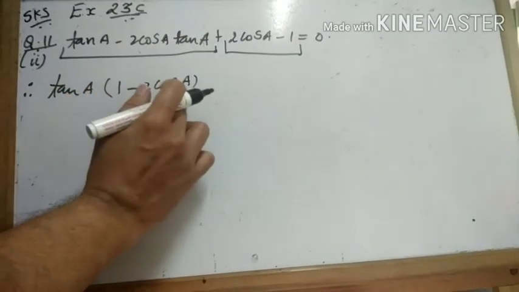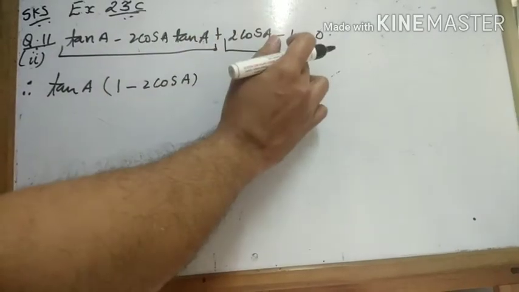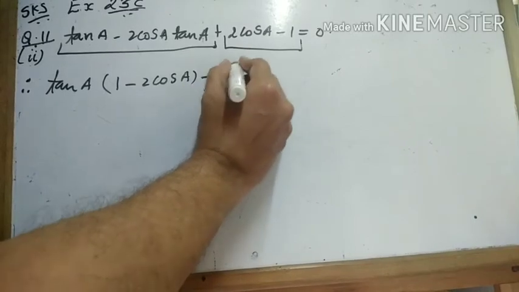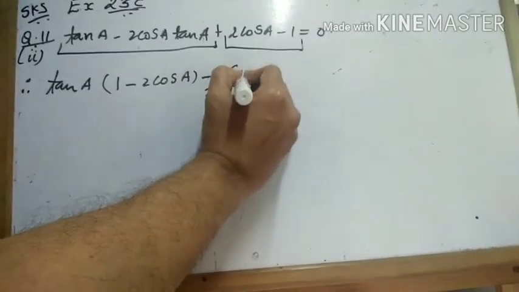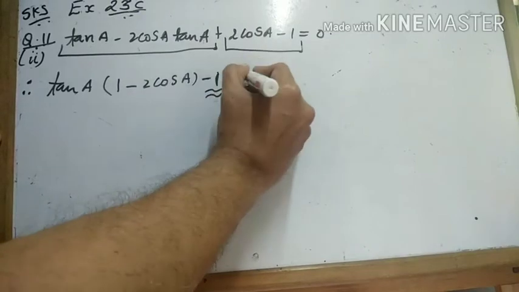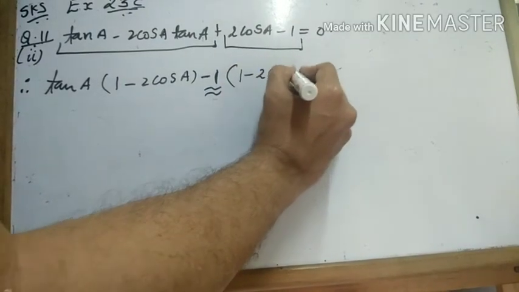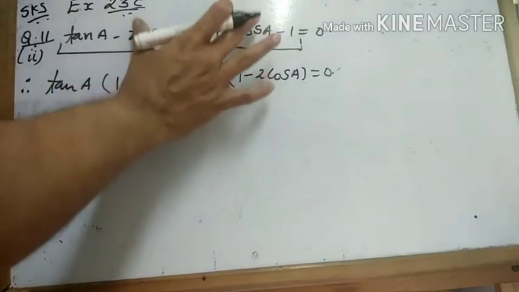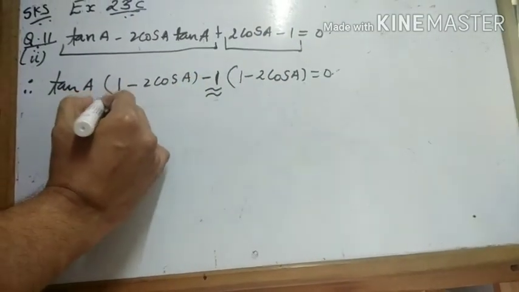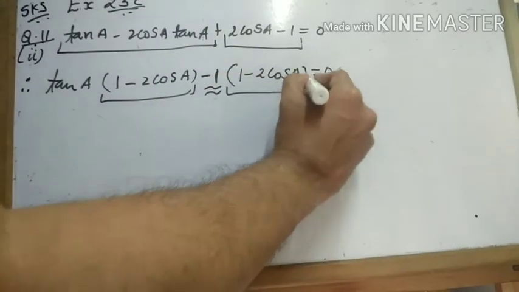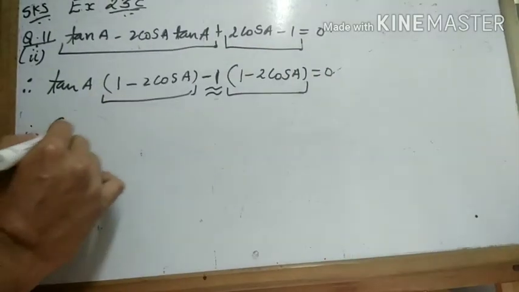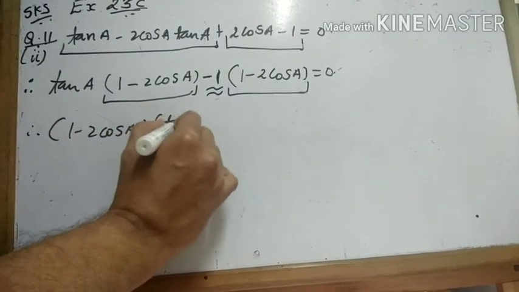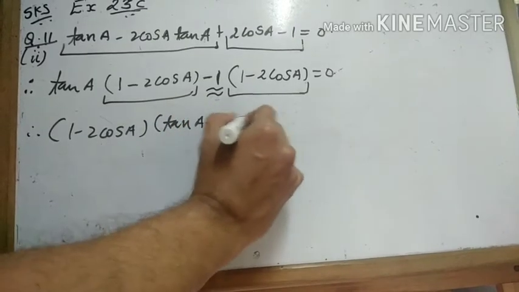Now here I am having 1 minus 2 cos a, and here I am having 2 cos a minus 1. So what is the trickier part over here is I am taking out negative 1 common. Negative 1 divided by negative 1 is positive. Positive 2 cos divided by negative is negative. Now from 4 terms we have come to 2 terms. In each of the terms, 1 minus 2 cos a is the common part. So you'll have 1 minus 2 cos a into another bracket tan a minus 1 is equal to 0.